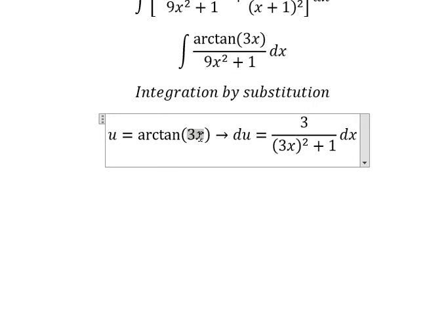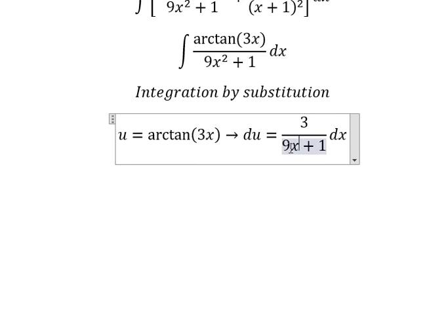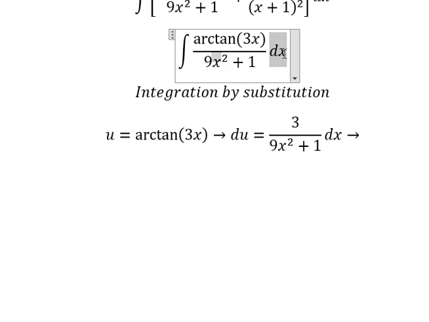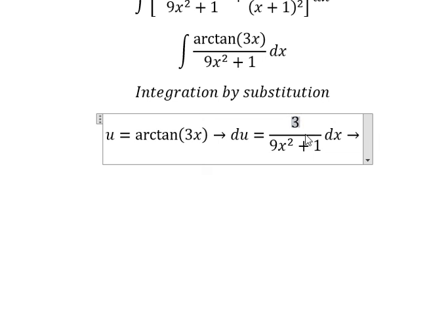Because we do first the derivative of 3x, that's why we have number 3 in here. 3x, that's a form of arctan, that's why we have (3x) to the power of 2 plus 1, and this one we have 9x squared. Because we don't have number 3 next to dx, we need to divide both sides by number 3.